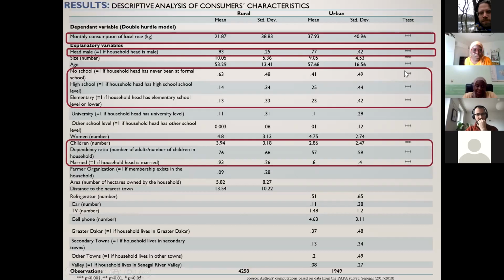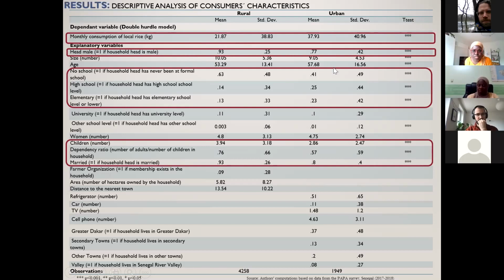Just to show some results, these are descriptive results. Here we have the dependent variable of the double hurdle model, which is the monthly quantity of local rice consumed by the different households. As you can see, we have a significant difference in average monthly consumption of local rice between rural and urban households. Urban households consume more local rice monthly than rural households. We assume that if we had data on the Senegal River Valley, this mean for rural areas would have been higher.